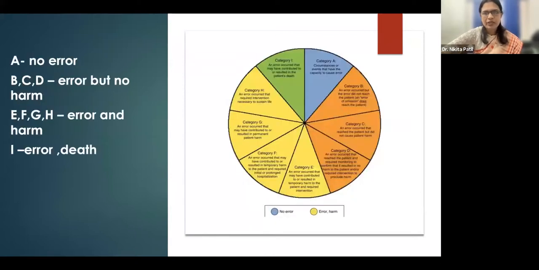This is a pie chart where again, as I have already enumerated, category A is where there is no patient harm, drug error has occurred but no harm. B, C, D, the error has occurred. Sorry, there is no harm. E, F, G, H, error and harm, and last is error and death. So just a pictorial representation of the same categories.